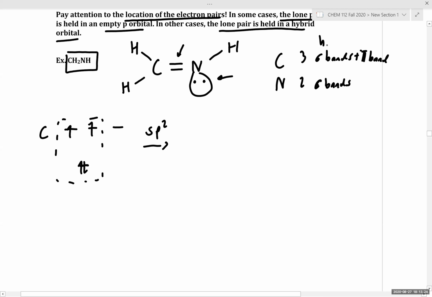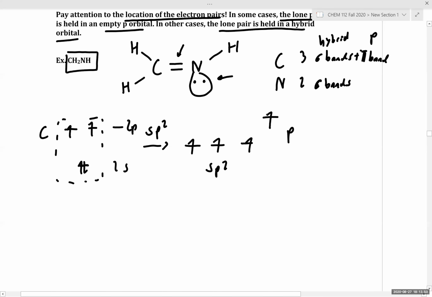For each sigma bond, you need a hybrid orbital. For each pi bond, you need a half-filled p orbital. So if we adopt sp2 hybridization, we generate 3 hybrid orbitals. So we have our sp2 orbitals, and we have a p orbital that is capable of forming our pi bond.